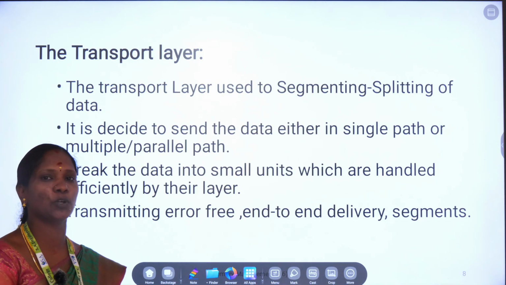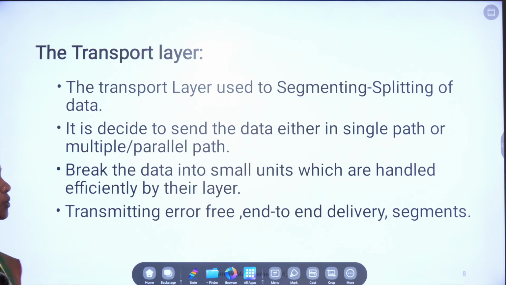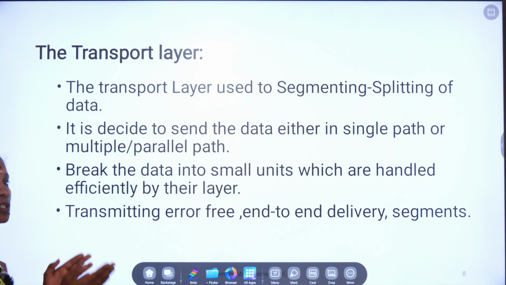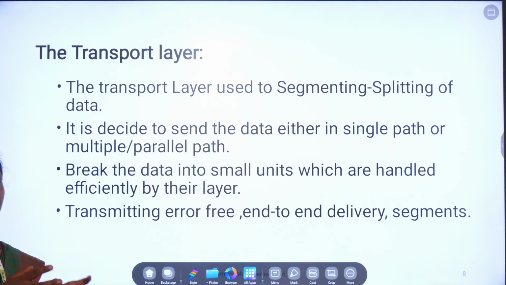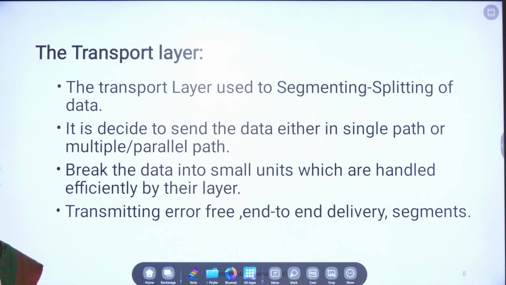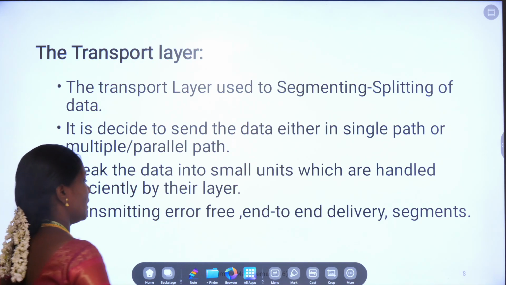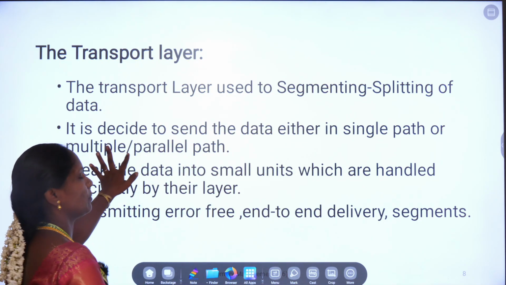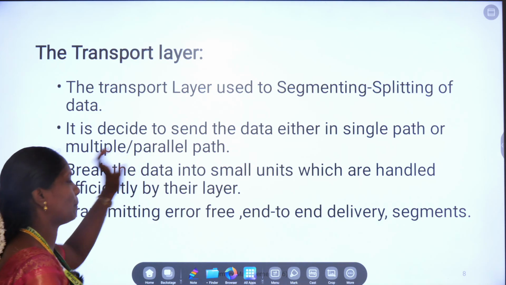The next one is the transport layer. The transport layer is used for segmenting and splitting of data. Segmenting and splitting of data on the sender side makes receiving the data flexible and reliable on the receiver side, although it is also time consuming. The second function is to decide whether to send the data over a single path or multiple paths. For example, we have two kinds of path: one is a single path and the other is a multiple path. The multiple path is called a parallel path.